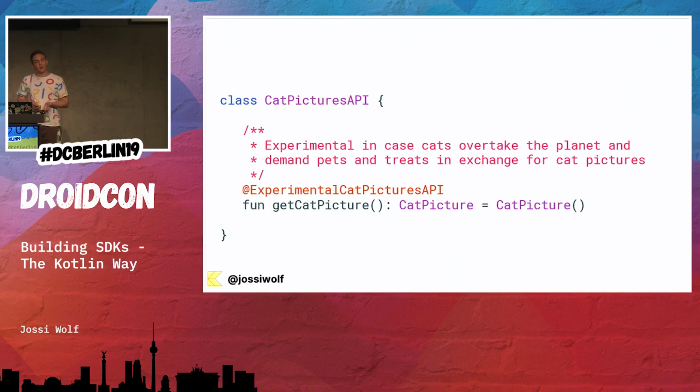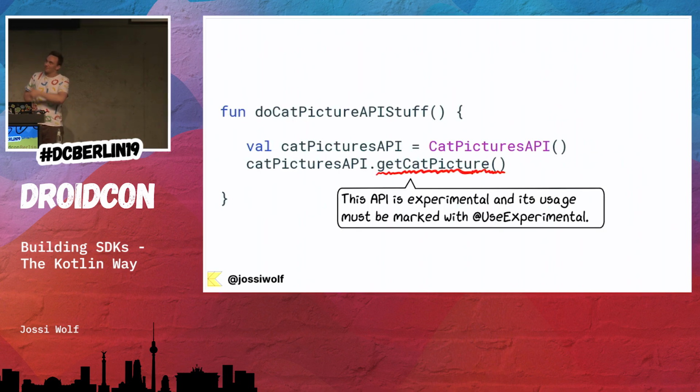@ExperimentalCatPicturesAPI. And what that means when somebody actually tries to use it is it looks like this. So suppose you have this method, and you call getCatPictures there. And what IntelliJ is telling you when you use this is this API is experimental, and its usage must be marked with @UseExperimental. If you've used coroutines before, you've probably seen this. But this is a really good thing because it will underline the experimental usage with a red line, and this is a visual clue telling other developers in that code base, okay, here's something going on, be careful.